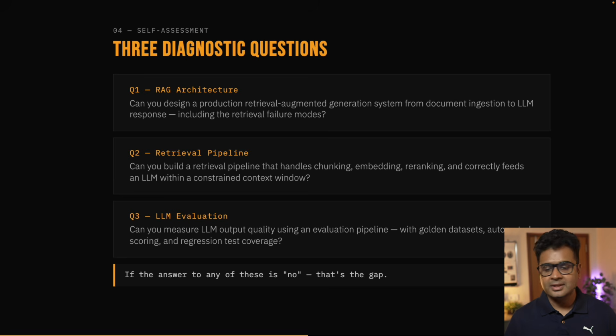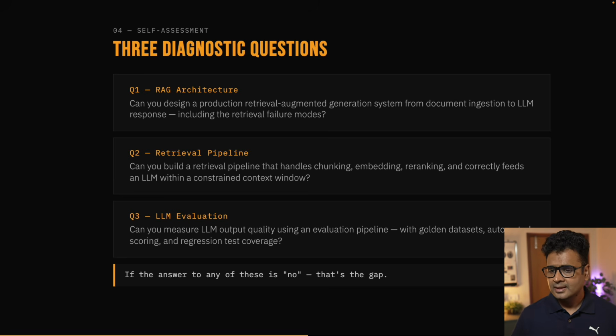And the second question is, can you build a retrieval pipeline that feeds an LLM in a correct manner? That means handling the context limit, ordering the chunks by relevance, managing the token budget, making sure that the retrieved content is actually going to answer the question from the user.